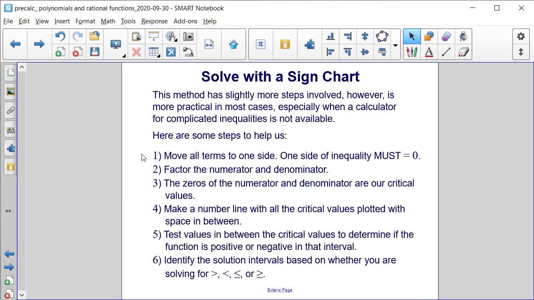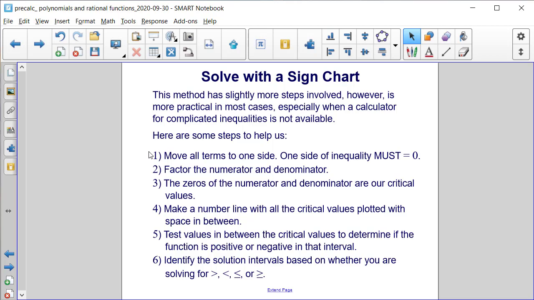First step, move all of the terms to one side. This will make one side of the inequality have 0 in it. So you'll have some sort of rational function that is related somehow to 0. Next, you're going to factor both the numerator and the denominator. Then the zeros of the numerator and denominator are our critical values.